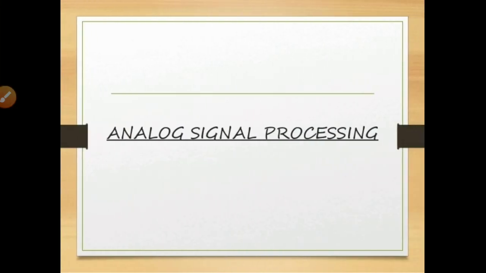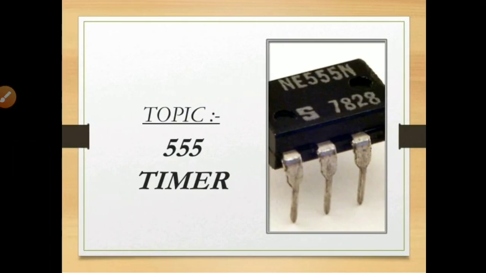These are called analog signal processing circuits. I think you already discussed in the previous module what signal processing circuits are. A signal processing circuit is nothing but a circuit that processes the signal, or converts one form of signal to another form of signal. That is called a signal processing circuit. What we are discussing today is also a type of signal processing circuit. So we'll discuss what exactly it is.